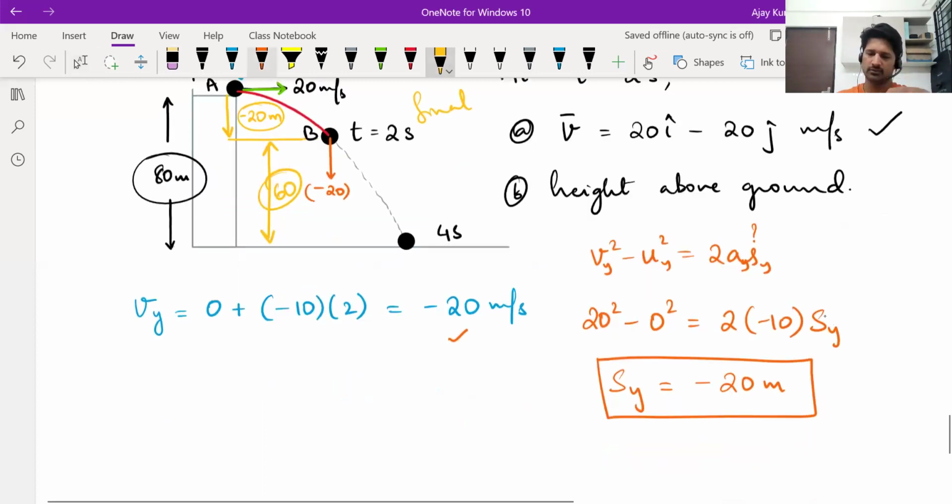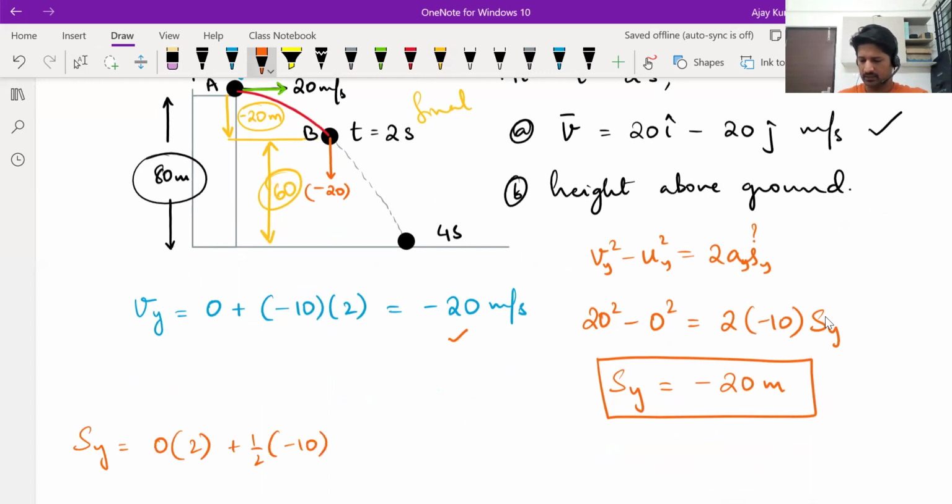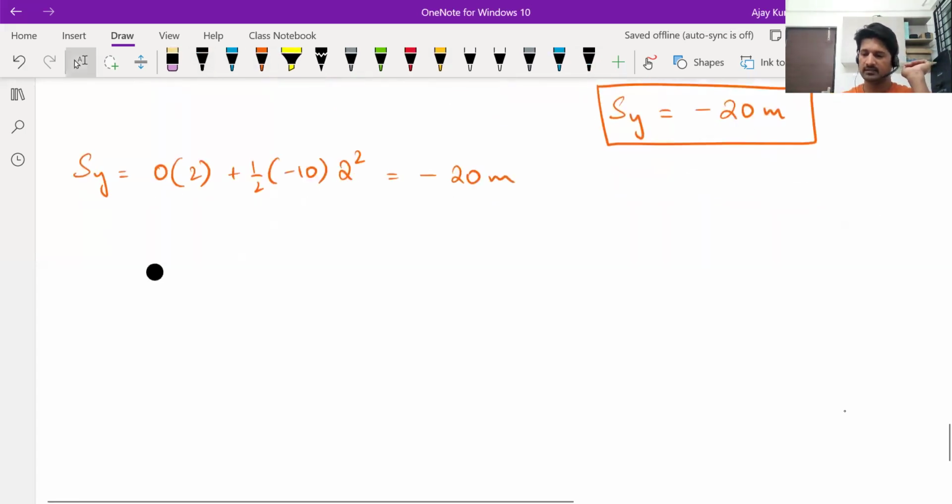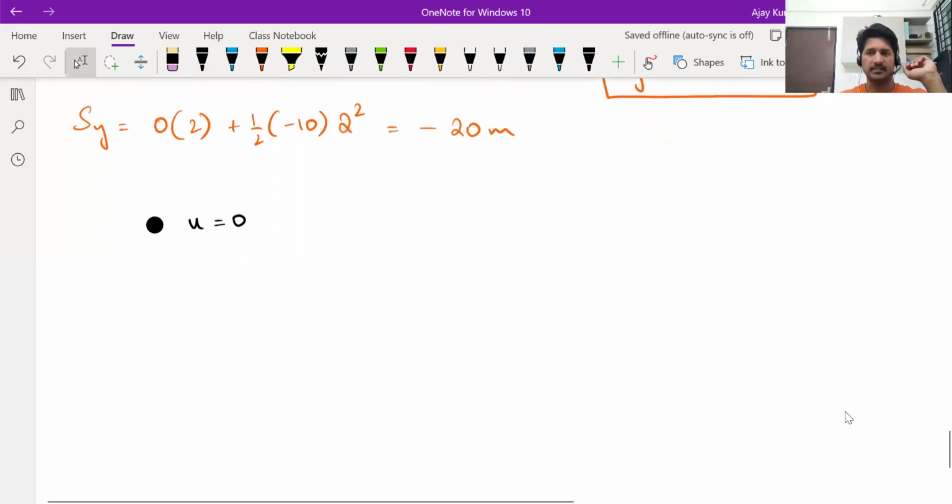You could have used s is equal to ut plus half a t square also. In the y direction, you have to use sy is equal to, starting from A, u is 0, time is 2 seconds, ay is minus 10, half a t square. This also becomes minus 20. And I had told you one more idea long back when we discussed motion under gravity in a straight line. When an object is dropped from rest, how much does it fall in the first 1 second? If g is 10 meter per second square, how much does an object descend in the first 1 second starting from rest? 5 meters, correct.